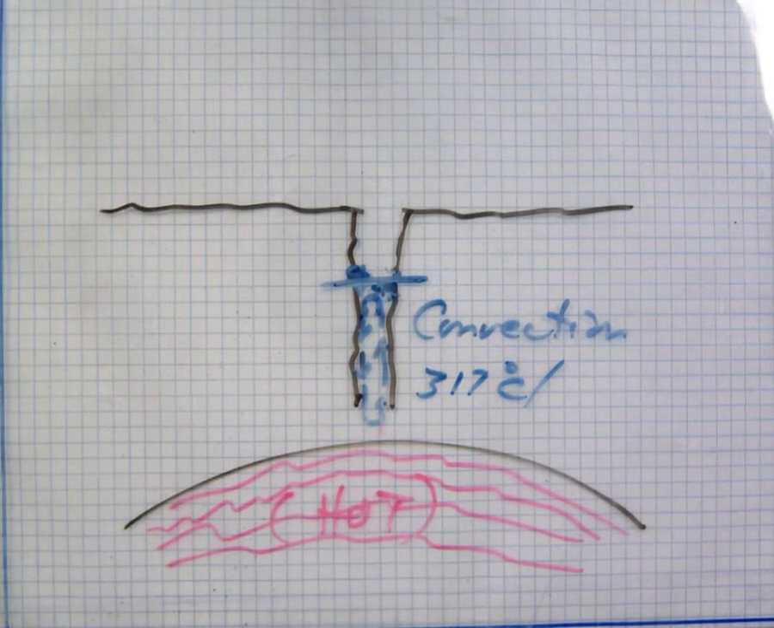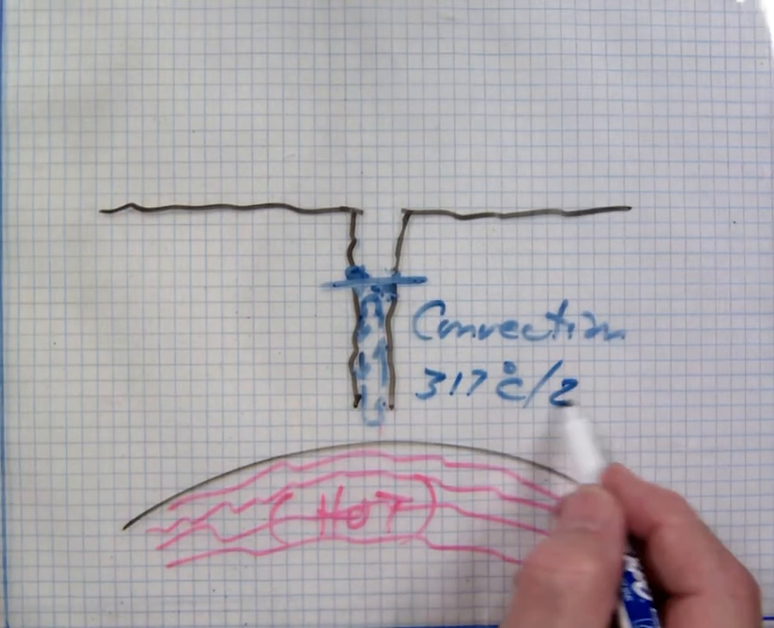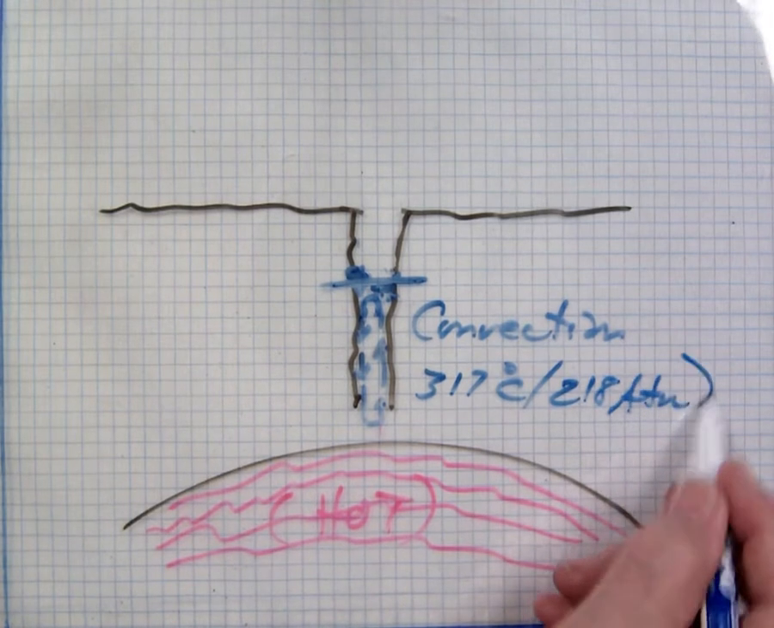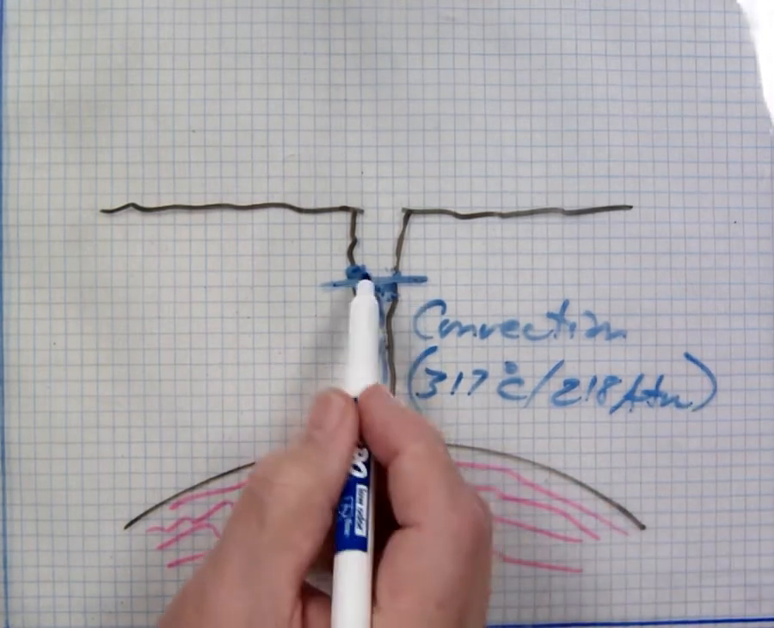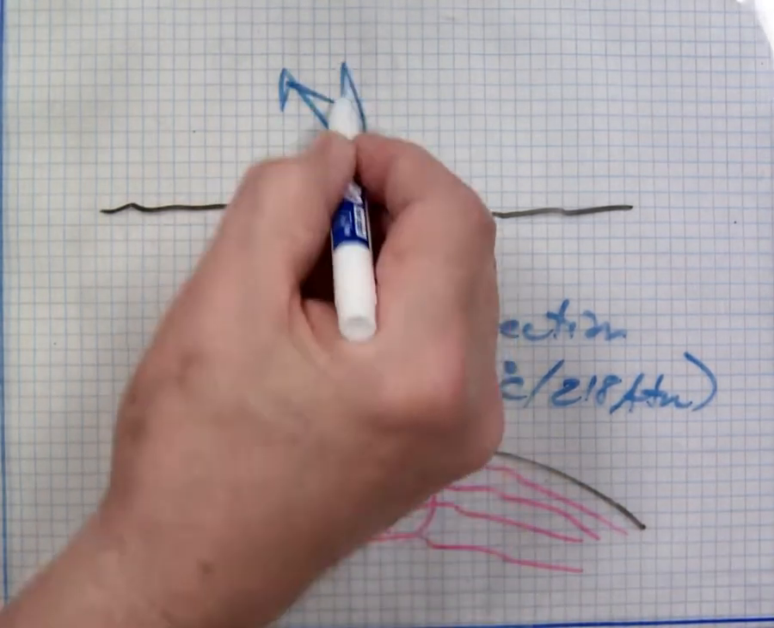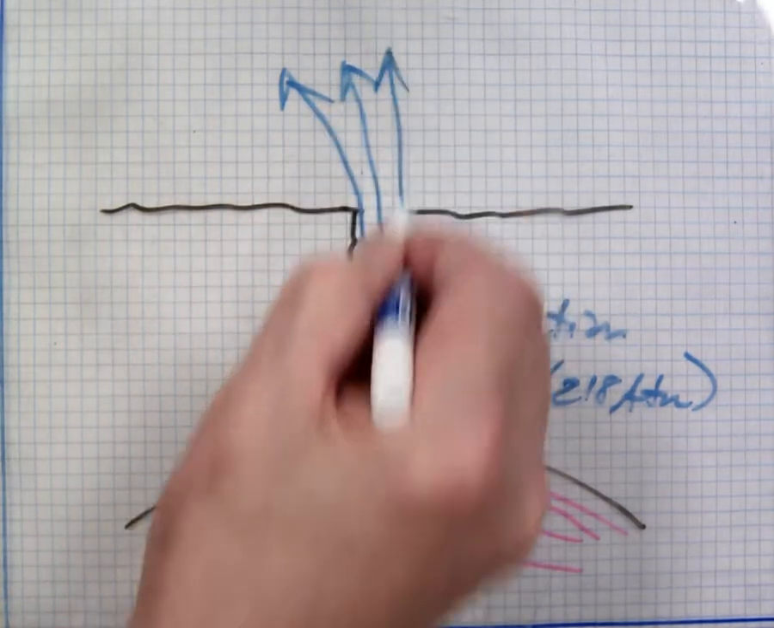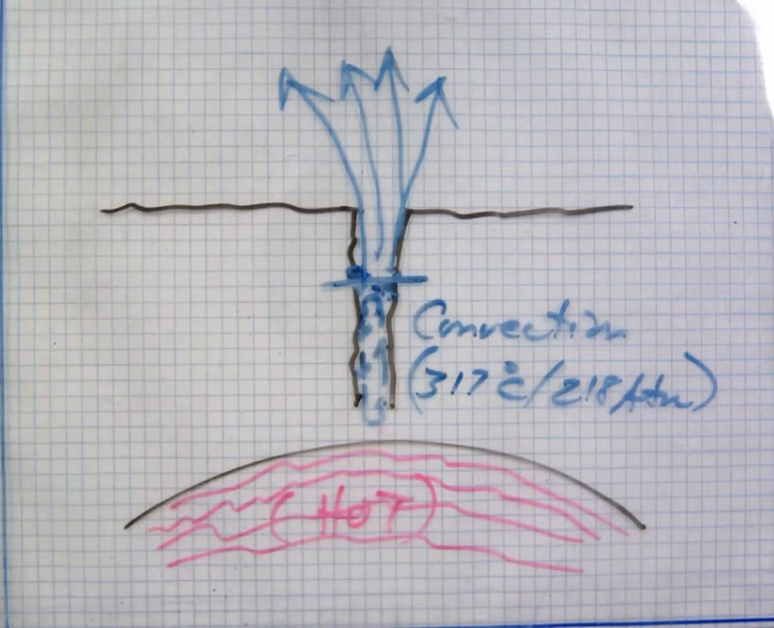See if I can find it again. 218 atmospheres. So this is heated, and then it explodes out into a geyser. And because of the convective current, we have that geyser erupting every periodic time.